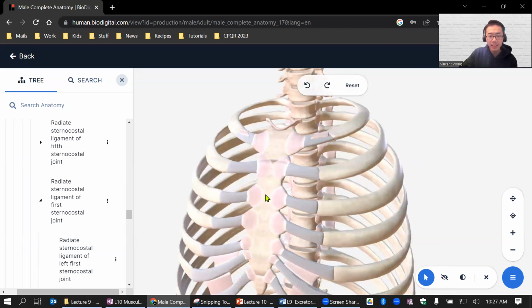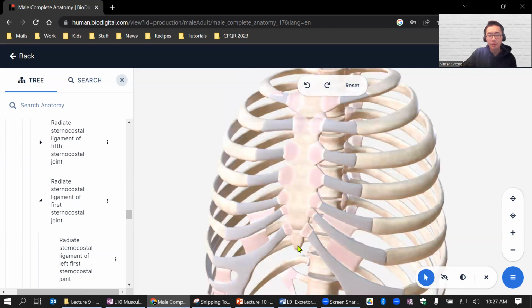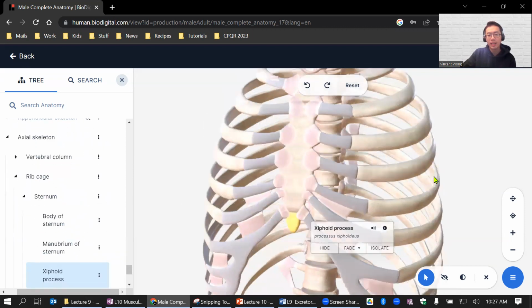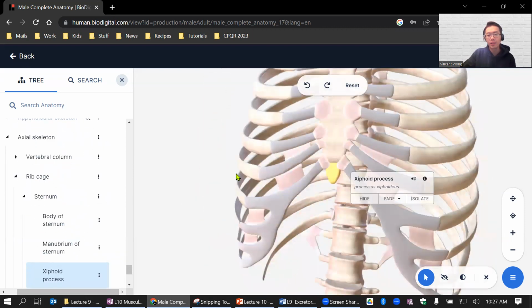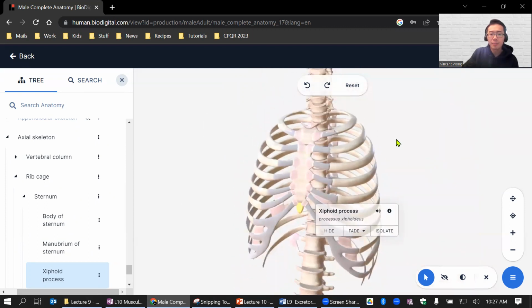The body is where the rest of the ribs are going to connect to. And then the xiphoid process creates an anchorage point for your diaphragm to attach to. Remember, your diaphragm helps you breathe, right? So it's going to hook onto the xiphoid process. Now, that's the sternum. Let's talk about the ribs.